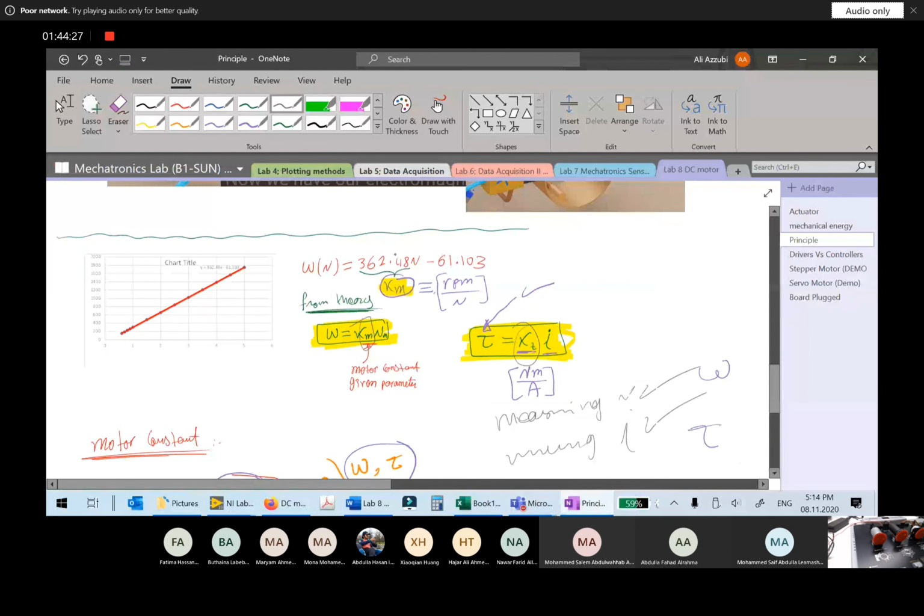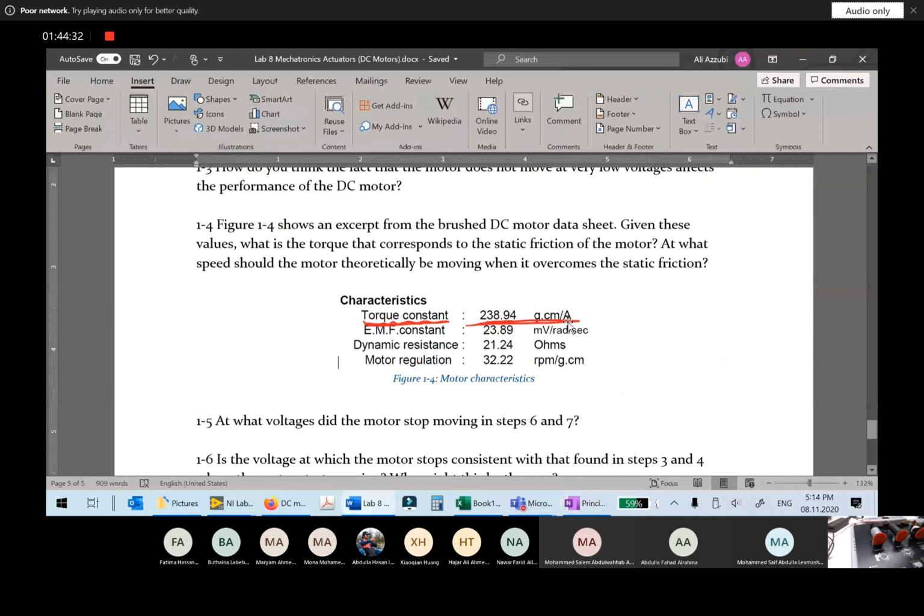Okay. From my side, I trust this value more than the one given in the datasheet, simply because these are theoretical values. They can change with time, because the strength of the magnet inside the motor can change, and basically this is just a factory value. It's not practical. Okay, but taking this value, now it says what is the torque that corresponds to the static friction. Can you answer this one?